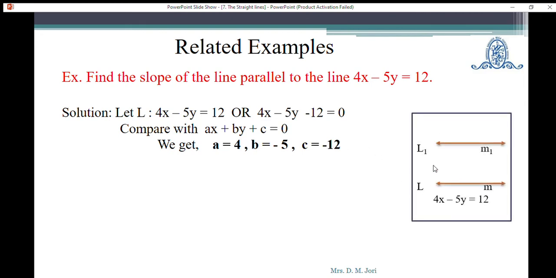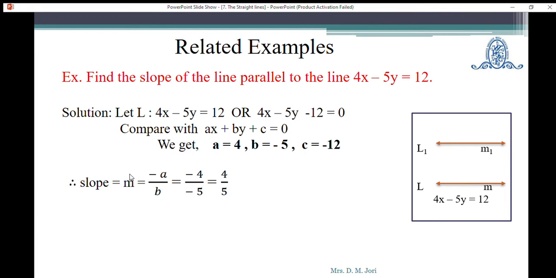Now see, this is your given line L. Observe the figure. 4x minus 5y equal to 12, for which suppose the slope is m, and this is the parallel line L1, of which we have to find the slope. Suppose the slope of that L1 line is m1. So your question is now to find the m1 value: find the slope of the line which is parallel to L. Let us first identify the slope of the given line.